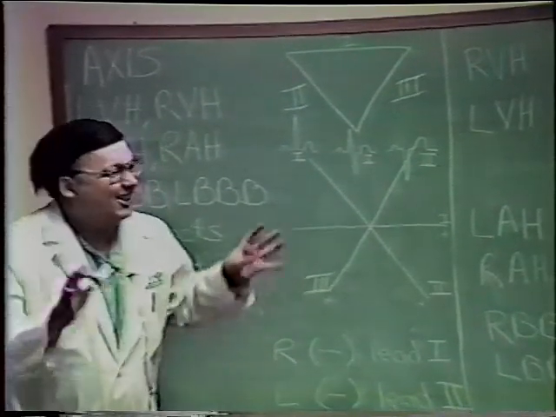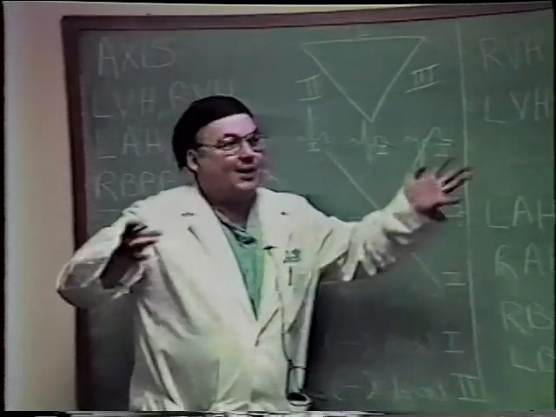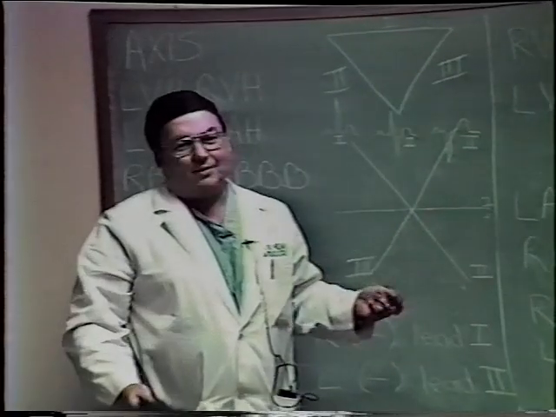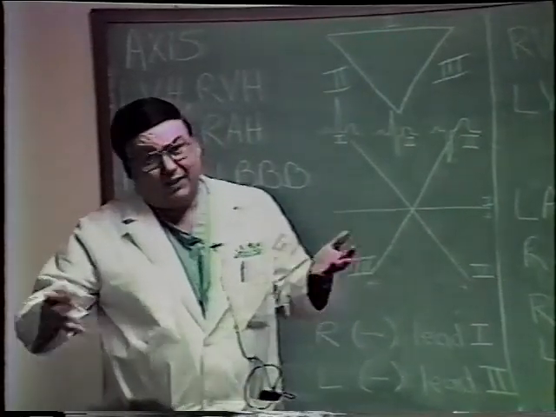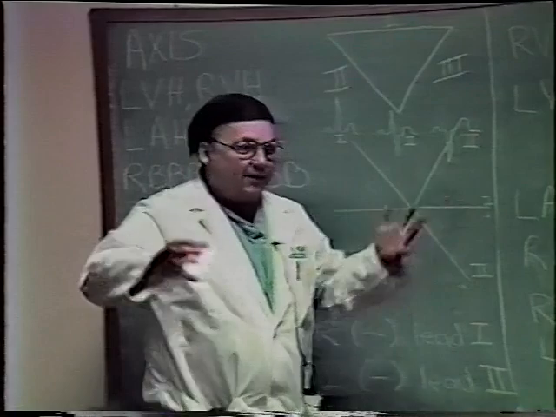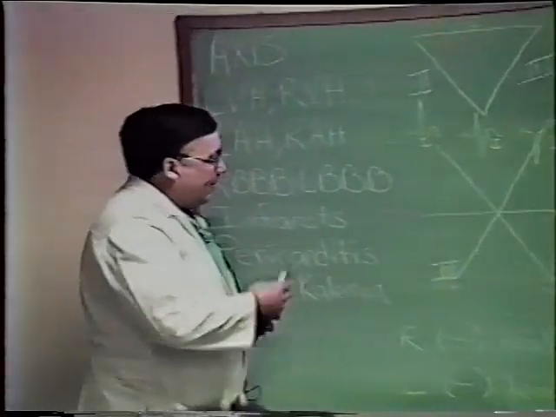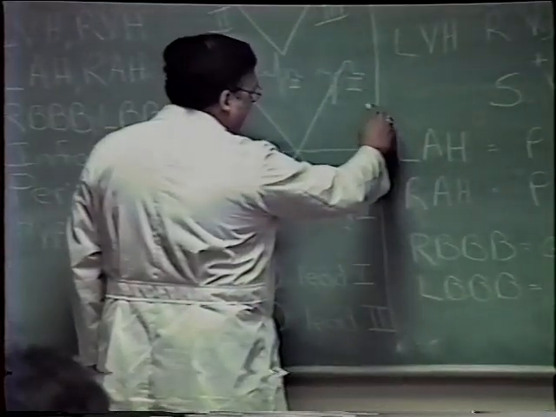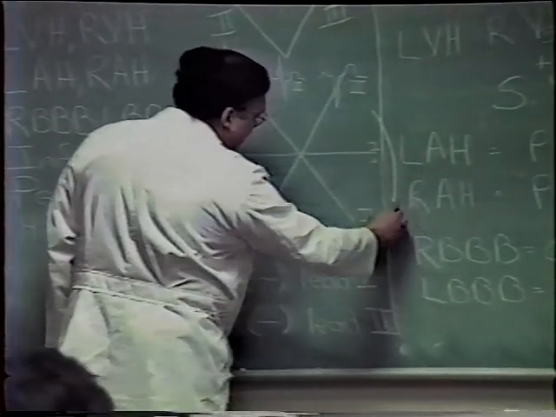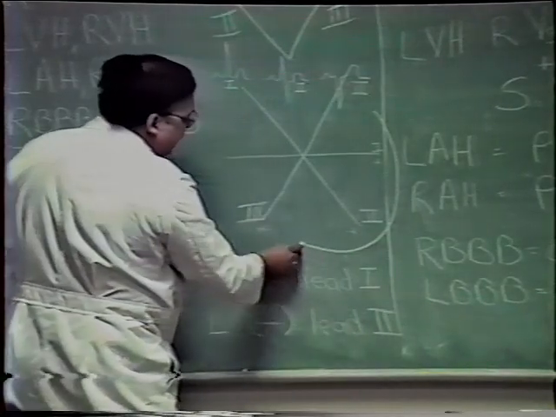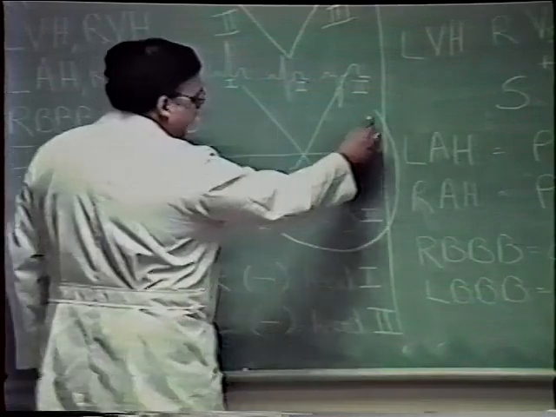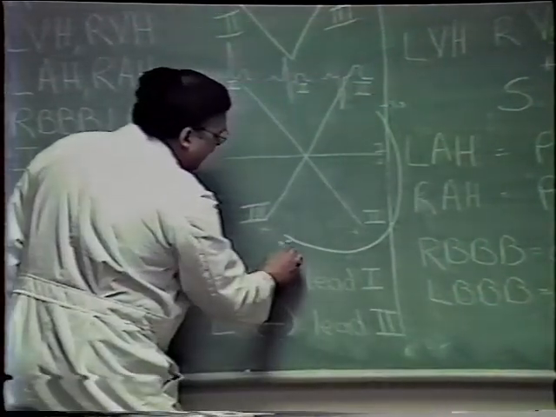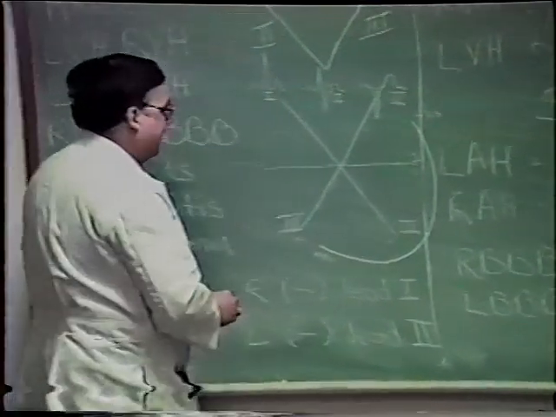You don't want an accurate axis. You just want to know what the axis is. Right axis, left axis, normal axis. You don't care whether it's plus 25 or plus 30. Okay. A normal axis is actually minus 30 to plus 110. So minus 30 to plus 110 is a normal axis.